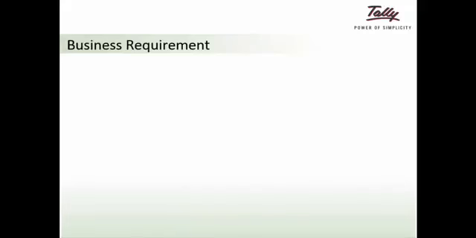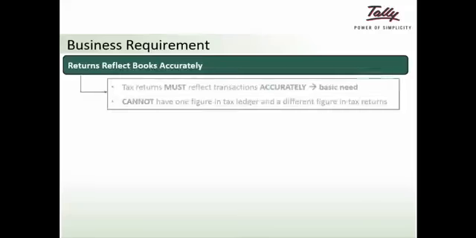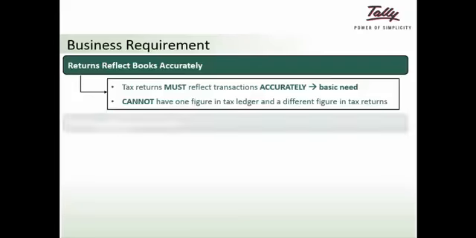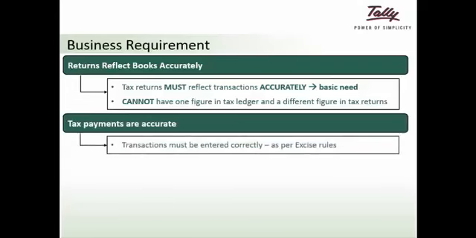Typically, every businessman would want to ensure that returns reflect books accurately. The tax returns must reflect the underlying transactions accurately. This is a basic need. We cannot have the tax ledgers showing one figure and the tax returns showing another. Transactions are recorded correctly. To ensure the returns are accurate and the tax payments are correct, transactions must be entered correctly as per the excise rules.